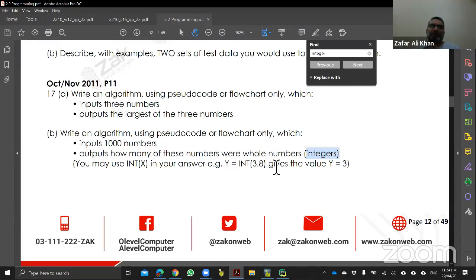The question is helping us: if someone has entered 3, the integer of 3 will still be 3, so they both will match, meaning the number that is entered and the integer of it. If the two match, it means the number originally entered was an integer. But if someone has entered 4.5, the integer of 4.5 will be 4, so 4.5 is not equal to 4. If the two match, it will be counted as an integer. If the two don't match, it will be counted as a real number. So let's see how.